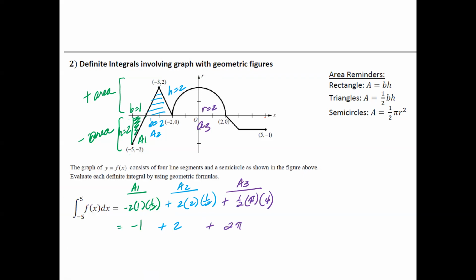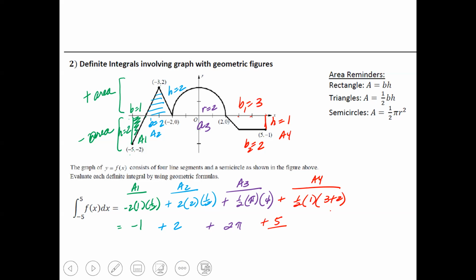And then my next one is a trapezoid. So the trapezoid, you have 1, 2, 3. So base 1 is 3, base 2 is 2. Height is going to be 1. So my area 4 is going to be 1/2 height, which is 1, times base 1 plus base 2. So that's going to be 5 over 2. Oh, it's a negative, so it's going to be a minus.